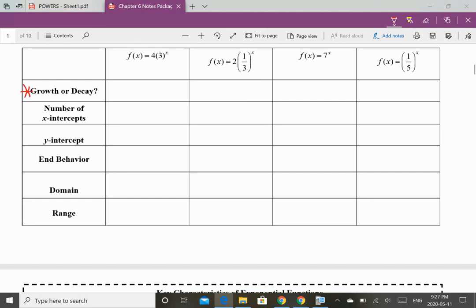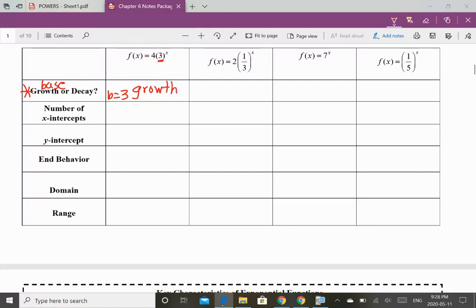So we just saw that growth or decay is based on the base, or our b value. So let's have a look at each of our functions that are here. Let's decide what their base is, and then let's decide if that base tells us growth or decay. For this first one right here, our base is the 3. Our base is always the number that's below the exponent, right? It's our b value. So our b value for this one is 3. Because 3 is bigger than 1, this would be exponential growth.